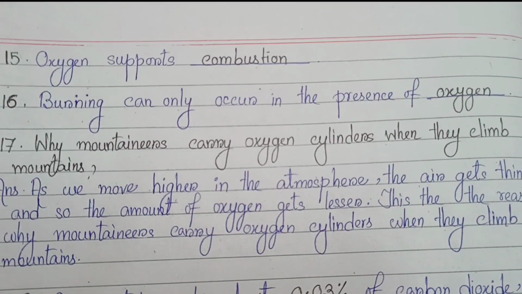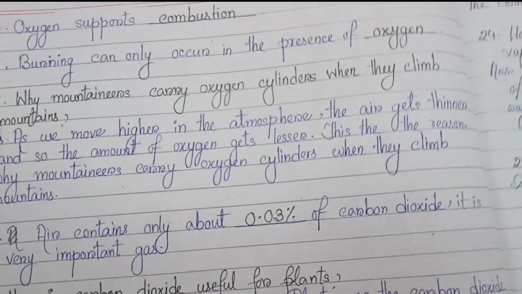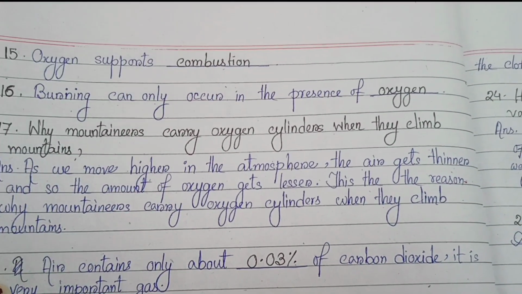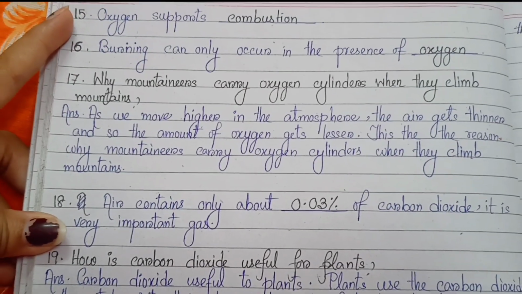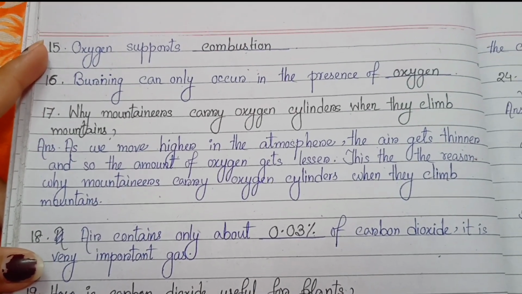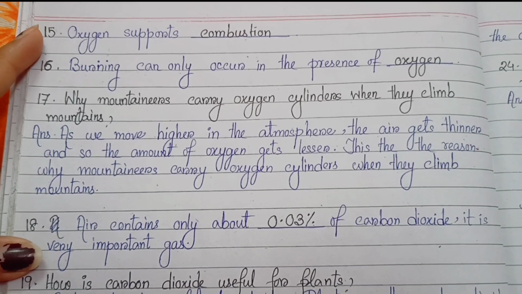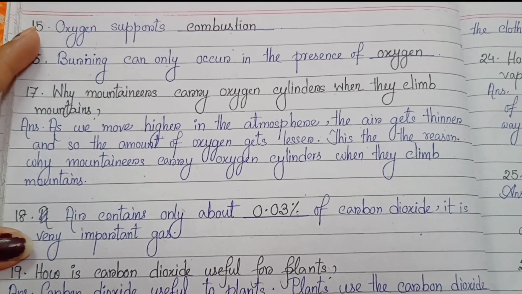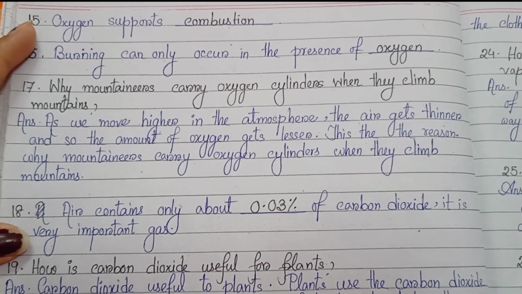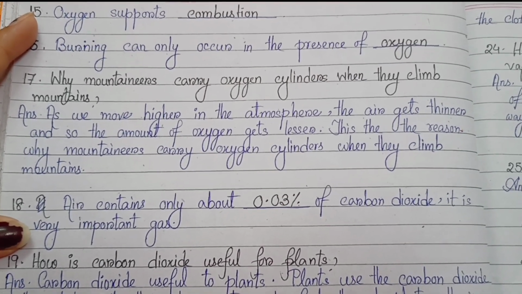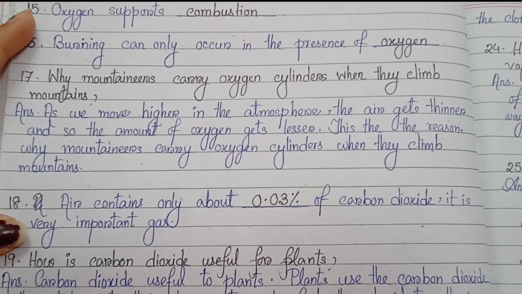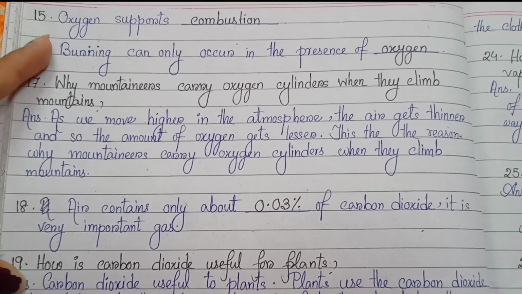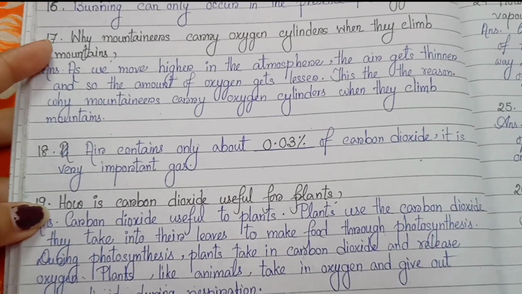Number 15. Oxygen supports combustion. Number 16. Burning can also occur in the presence of oxygen. Number 17. The mountaineers carry oxygen cylinders when they climb mountains. Why do mountaineers carry oxygen cylinders when they climb mountains? As we move higher in the atmosphere, the air gets thinner and so the amount of oxygen gets lesser. This is the reason why mountaineers carry oxygen cylinders when they climb mountains.